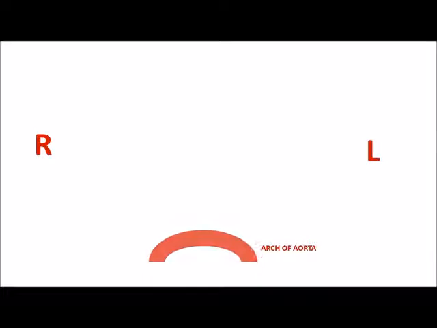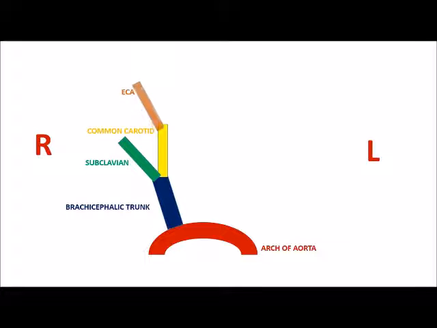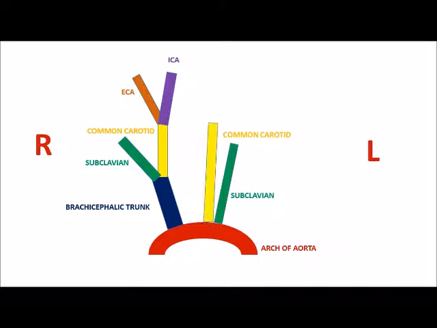To summarize, arch of aorta on right side gives rise to brachiocephalic trunk and it divides into right subclavian and right common carotid. Common carotid splits into external carotid artery and internal carotid artery at the level of upper border of thyroid cartilage or at the level of C3-C4 cervical vertebrae. On left side, the arch of aorta directly gives rise to common carotid and subclavian. Common carotid splits into external carotid and internal carotid arteries.